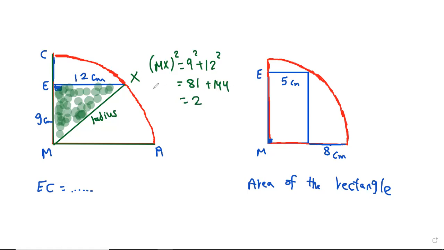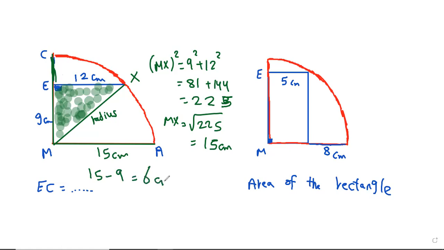Sorry, 81 plus 144 equals 225. So MX is the square root of 225 equals 15 centimeters. So here the radius is 15 centimeters. So MA also is equal to 15. MA is 15, MX is 15, and also MC, because MC is a radius, is equal to 15. So we can get EC by subtracting 15 minus 9 equals 6 centimeters.